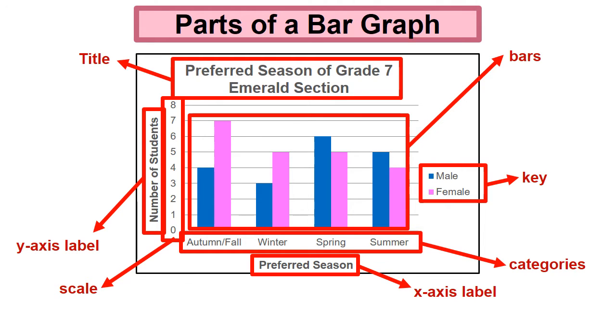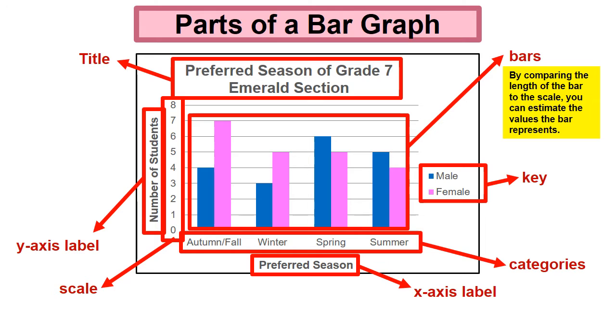So by comparing the length of the bar to the scale, you can estimate the values the bar represents. So we have to take note that the bottom of the bar always sides with the categories. You cannot place the bottom of the bar here on the scale, as the end of the bars determines how many they are according to the scale.